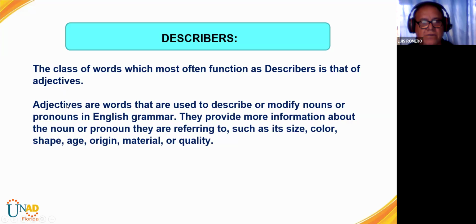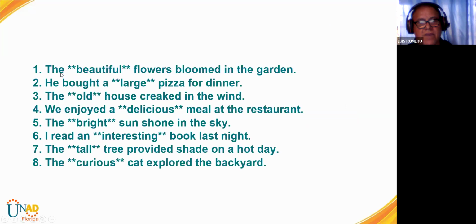Well, it's one that I'm totally sure that you know from since you were in high school. Adjectives are words that are used to describe or modify nouns. They provide information like size, color, shape, origin, material, or quality. And here you will see some examples. The beautiful flowers bloomed in the garden. So here you have the word beautiful, which is describing the word flowers.